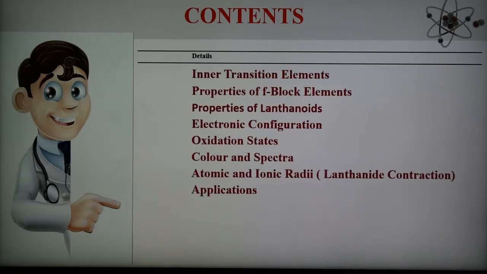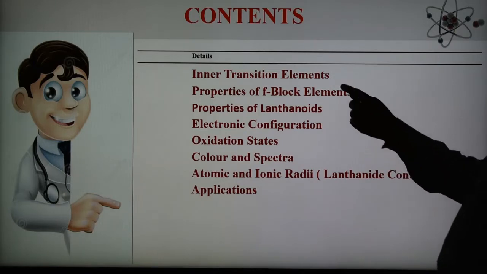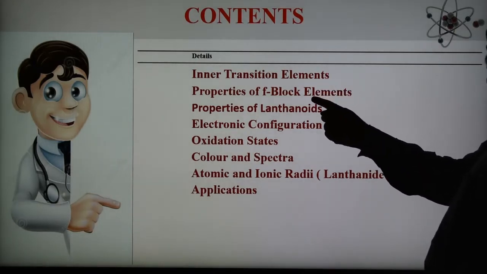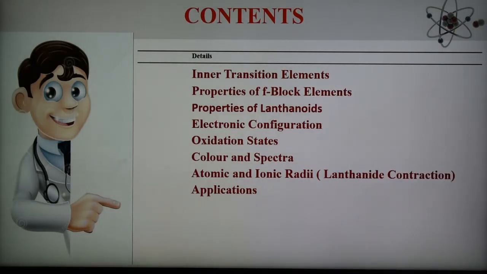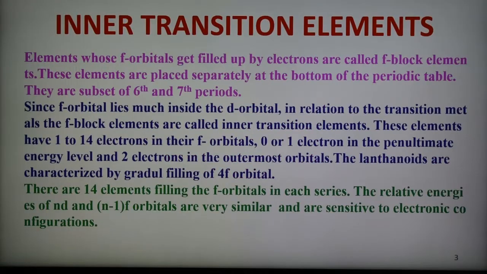In this lanthanide series, different parts are there: inner transition elements, properties of f block elements, properties of lanthanides, electronic configuration, oxidation state, color and spectra, atomic and ionic radii also known as lanthanide contraction, and applications of lanthanides. All these parts we are discussing in today's presentation. So what are the inner transition elements?